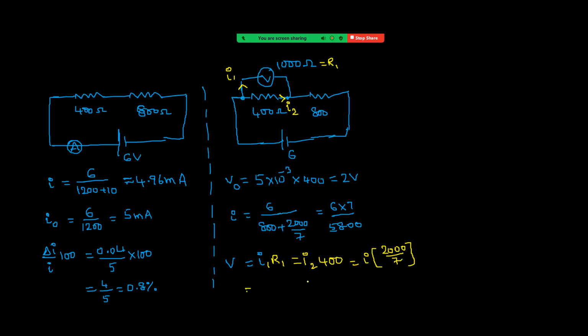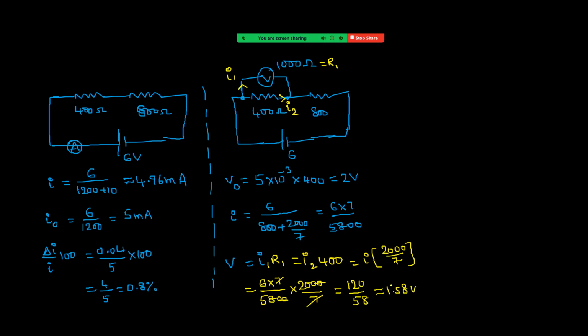Then see how much we got. I am taking the last one. I is known: 6 into 7 upon 5800. The current is known, and the resistance is 2000 upon 7. The 7 cancels, and 2 zeros cancel. What is left is 6 and 20, that is 120 upon 58, right? Then see how much, approximately. This will be approximately 1.58.